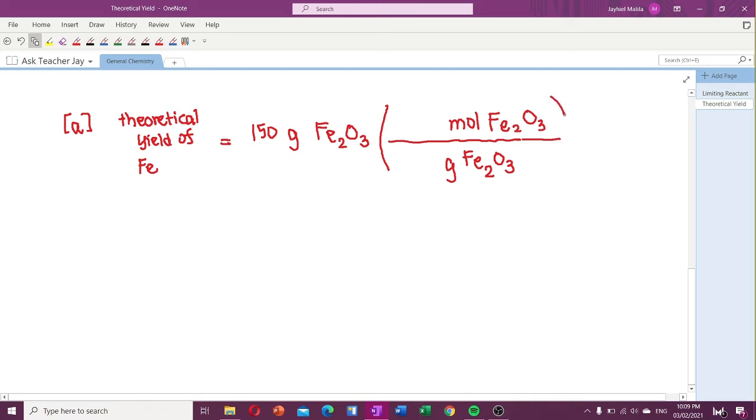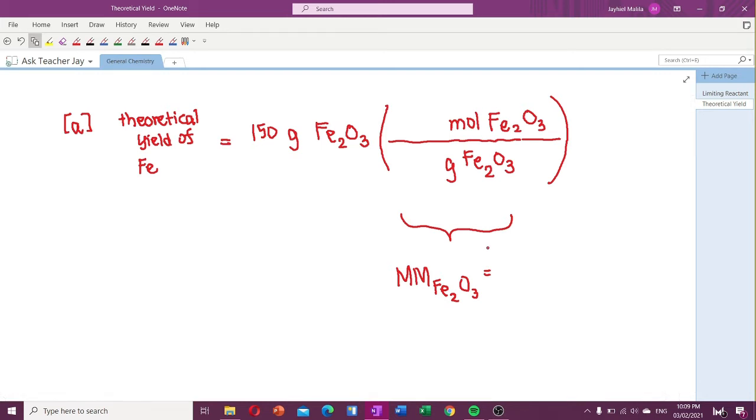In this one, we need to determine the molar mass of our Fe2O3, right? Because that's grams per mole, that's the units of the molar mass. The molar mass of Fe2O3. You may pause this video if you want to solve on your own.